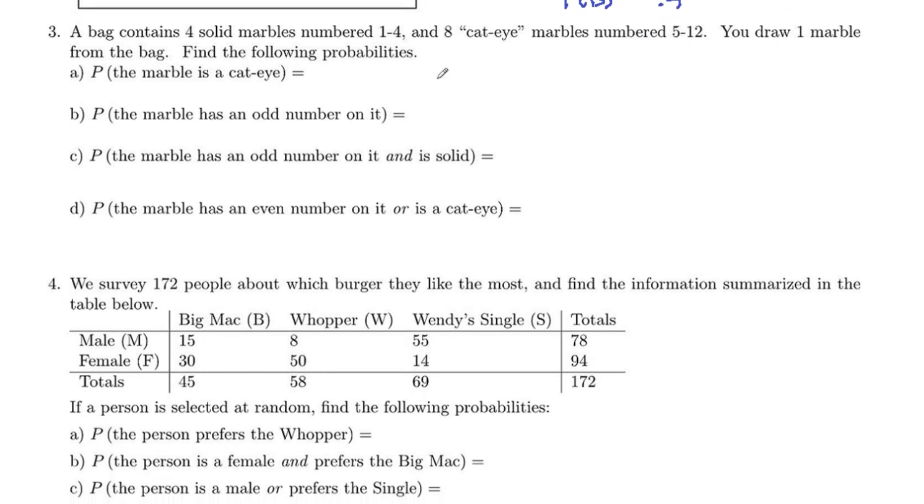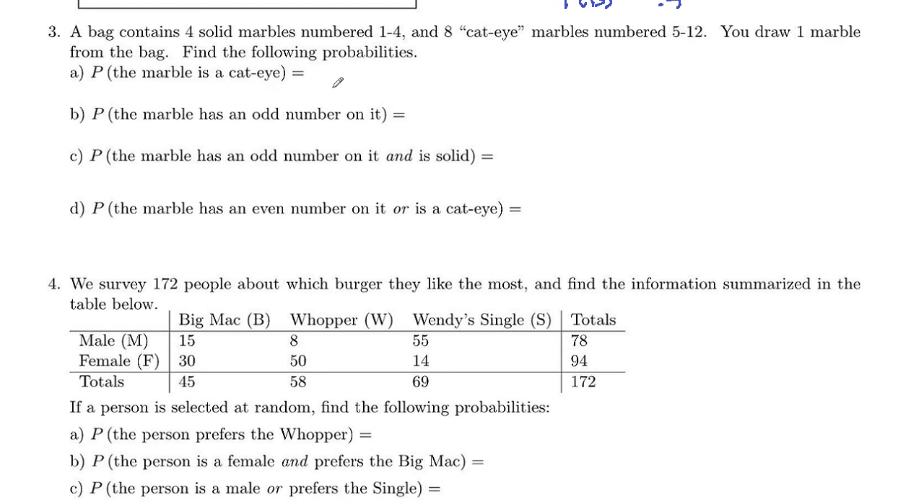Next up, we have a bag with some marbles in it. We have 4 solid colors. They're numbered 1 through 4. We have 8 cat-eye marbles, and they're numbered 5 through 12. We're going to draw 1 marble from the bag, find the following probabilities. So probability the marble is a cat-eye.